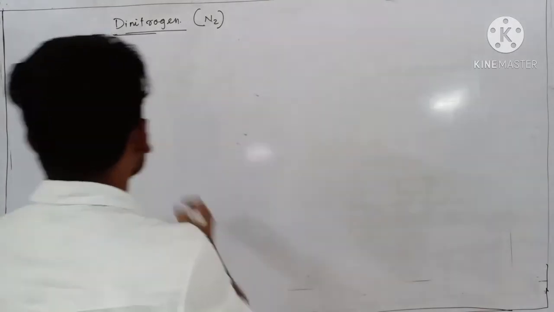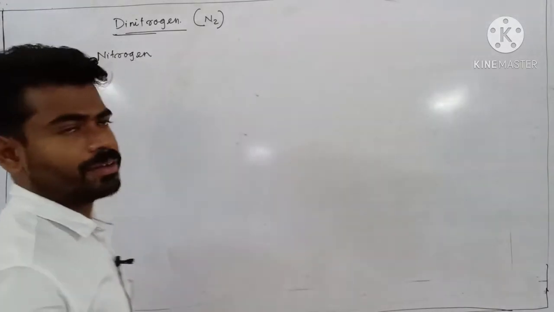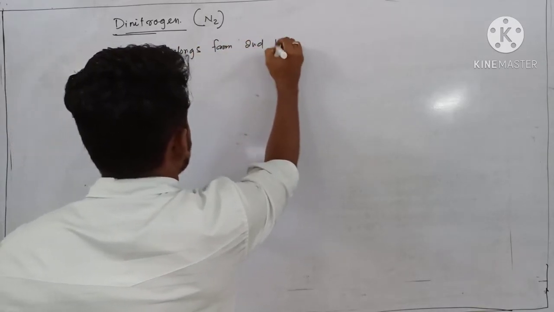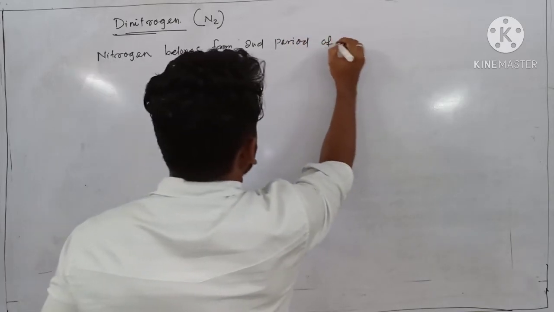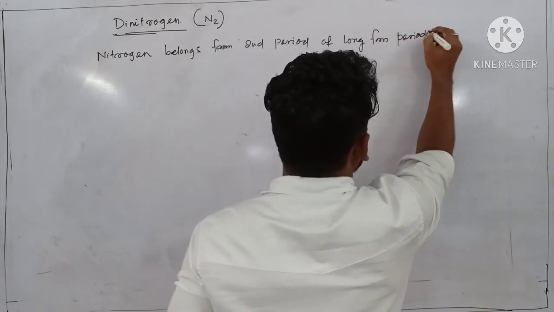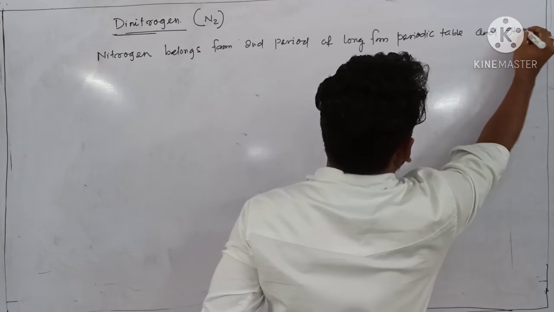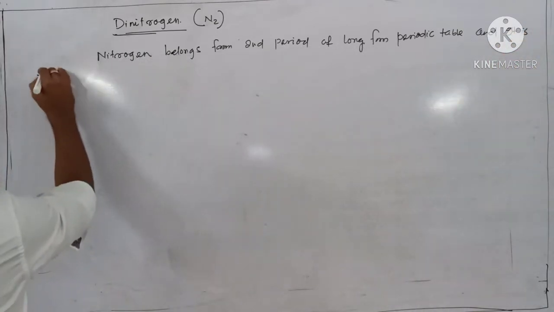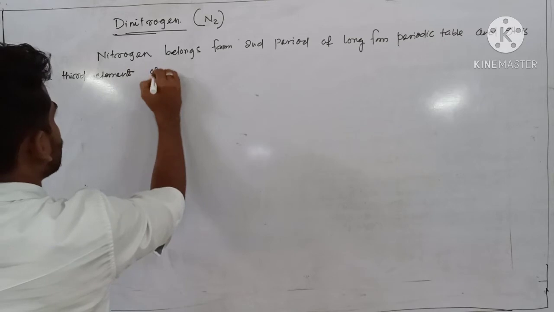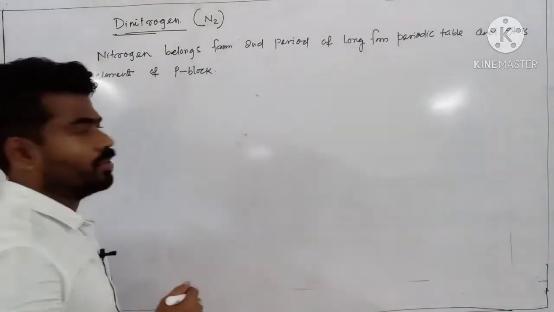You know nitrogen belongs to the second period of the long form periodic table, and it is the third element of the p block.